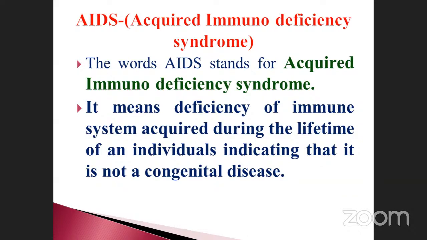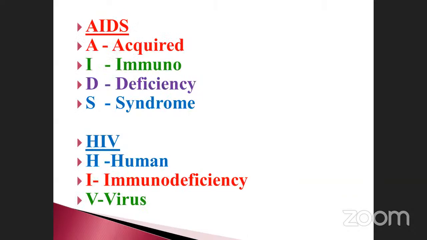The word AIDS stands for acquired immunodeficiency syndrome. It means deficiency of the immune system occurring during the lifetime of an individual, indicating that it is not a congenital disease. You already know very well what a congenital disease is. It does not start from birth. It is acquired during the life period, in between, due to some unwanted things.